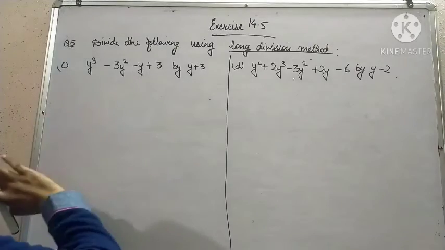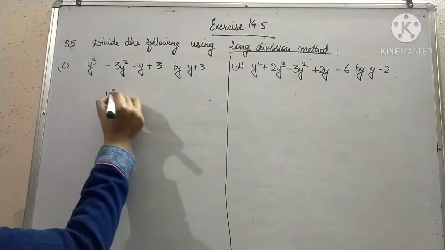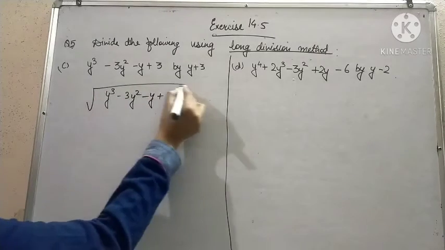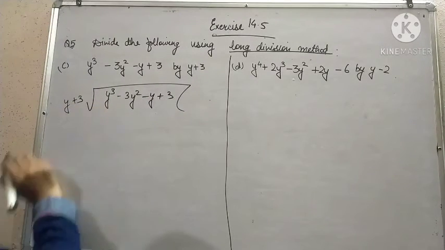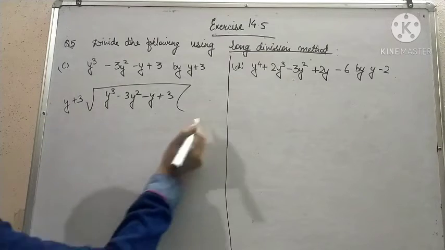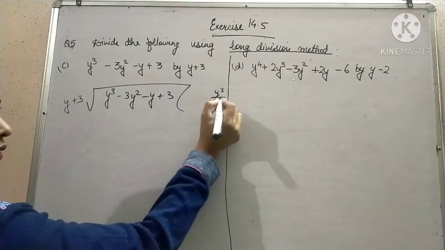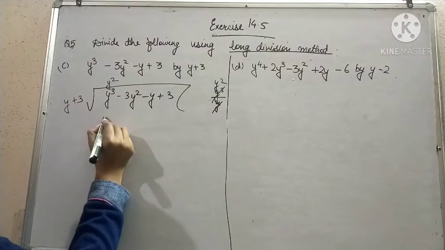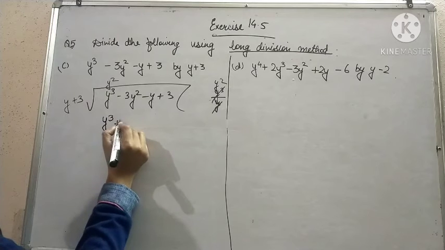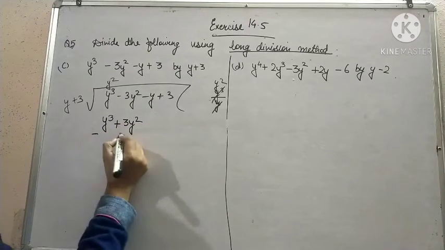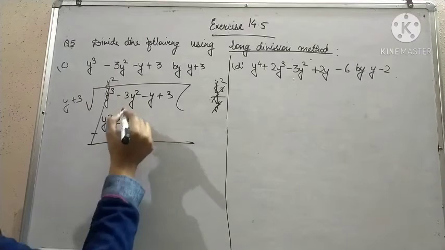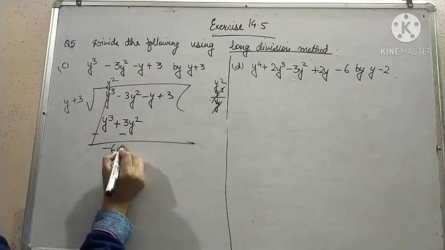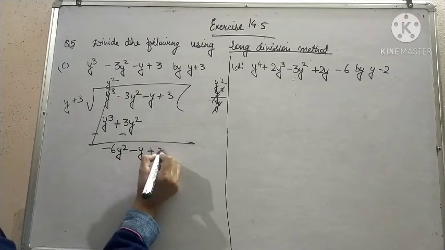Now see, in C part we are supposed to divide y cube minus 3y square minus y plus 3 by y plus 3. The very first step, divide y cube by y. What will you get? y square. So multiply it by y square. You will get y cube plus 3y square. Change the sign. This will cancel out, but this will add because both will become negative. Minus 6y square minus y plus 3.